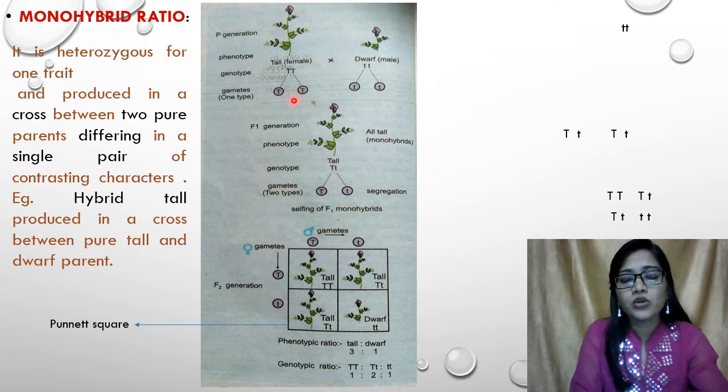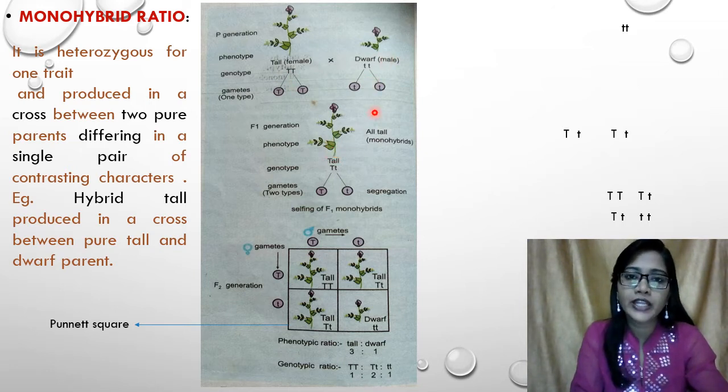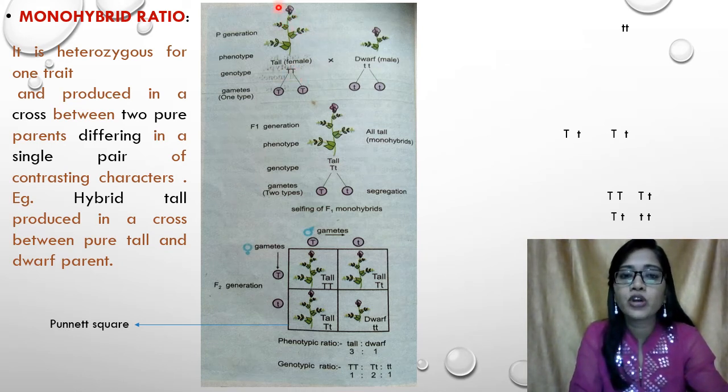Okay, so when the tall plant is crossed with a dwarf plant, no dwarf character is present in the F1 generation, but Mendel got all tall plants. But this tall plant is different from this tall plant. Why? Because this tall plant is a pure tall, a pure line. It carries both gametes tall, capital T and capital T. There is a difference in the genotypes of these two tall plants.